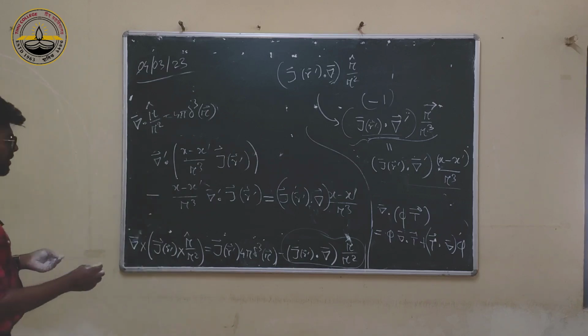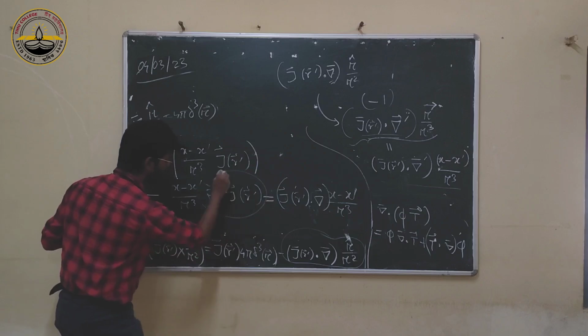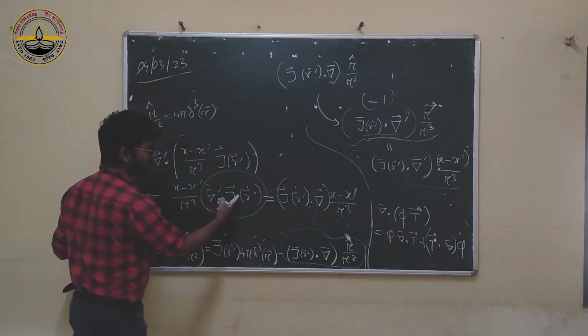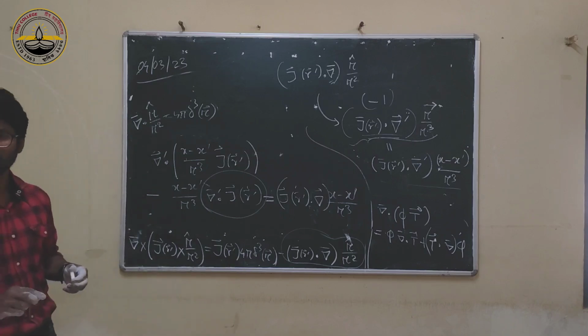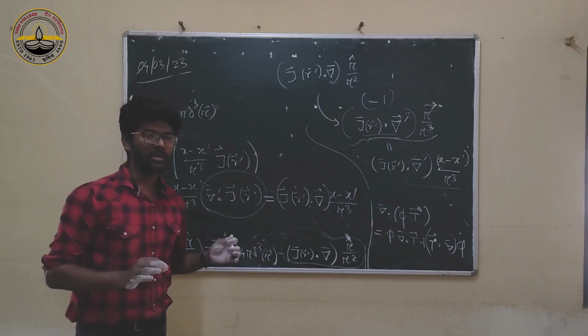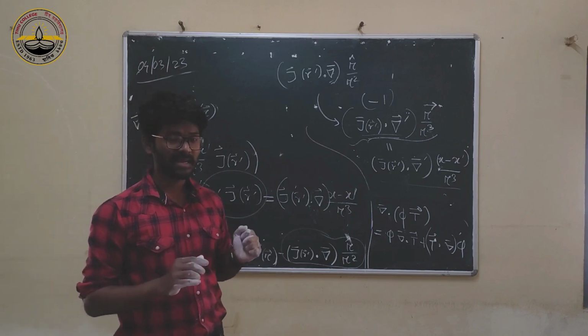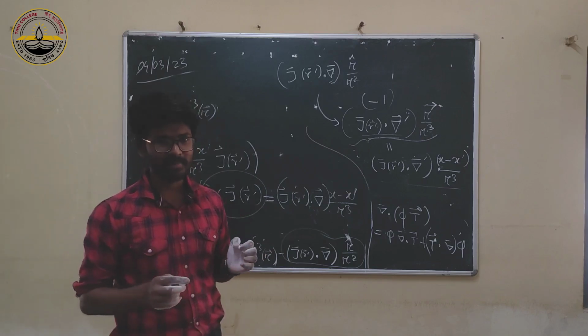Now here, this thing, although it's del prime acting on j of r prime, it's still 0. But because of a different reason. We are working with steady current. Steady current means it's not changing with time.